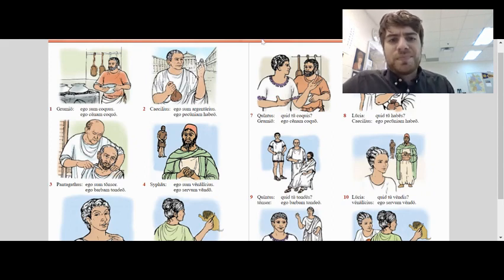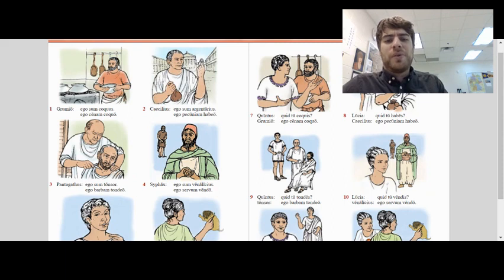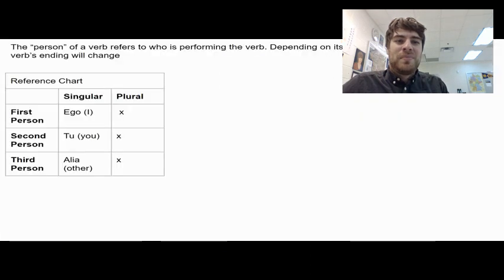Okay. So for your Stage 4 language notes, I really do want you to make a new page of notes and label them verb charts. Okay, your verb charts. All right, let's talk about our verb charts right now. So what we're starting to talk about is basically person. The person of a verb refers to who is performing the verb. And what we're learning today is that depending on its person, a verb will change its ending.